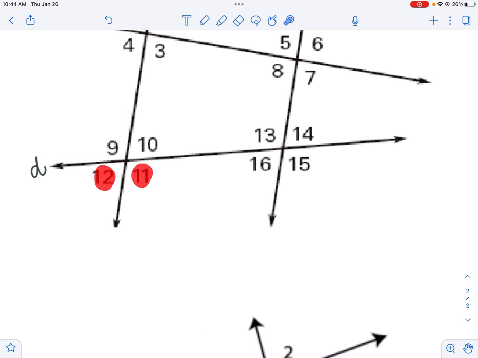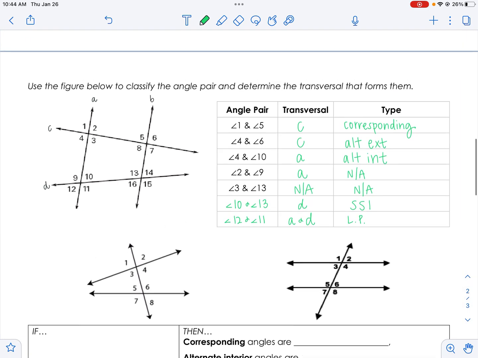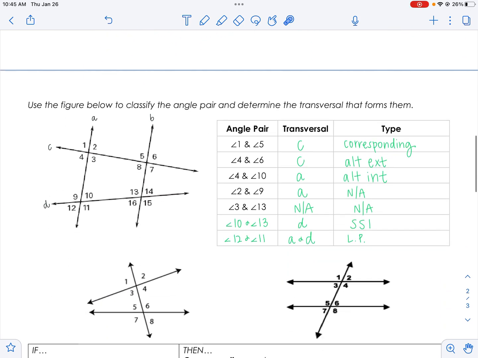What is it called when two angles are adjacent? They're sitting on the same line. That's a linear pair. I'm going to write LP for short. When we're listing these out, if the problem just says determine if they're this, it's okay for you to use these abbreviations in some of those identifying type problems, which is what this was. We were just identifying the angle pairs.